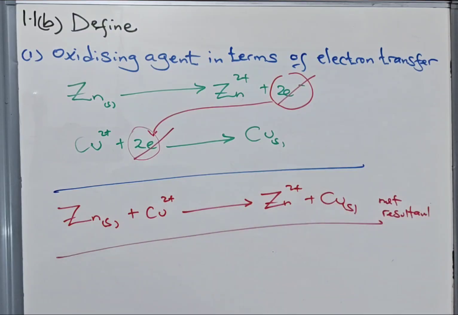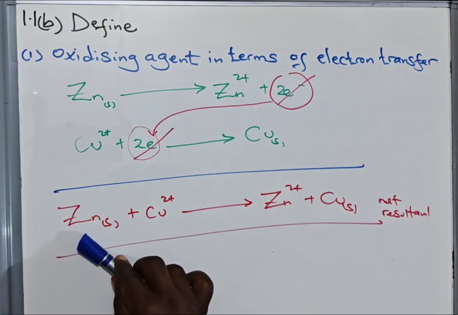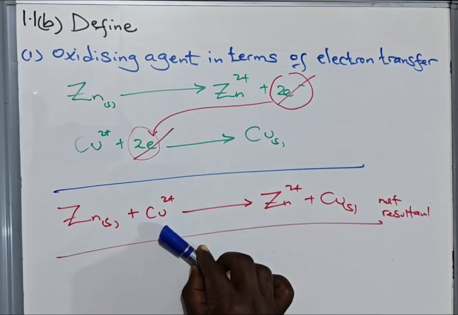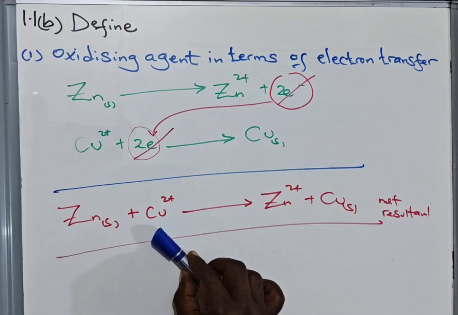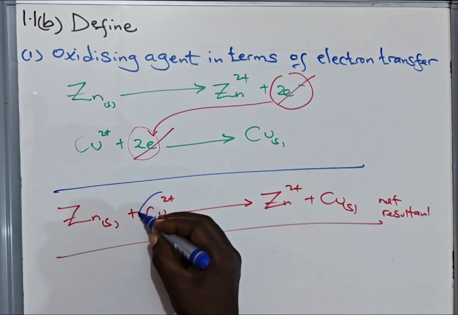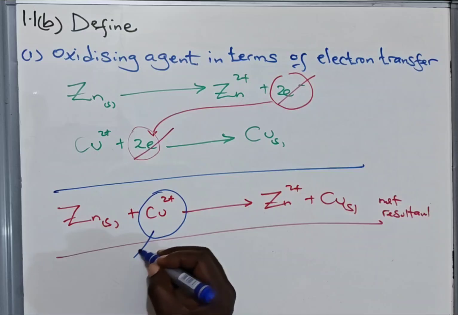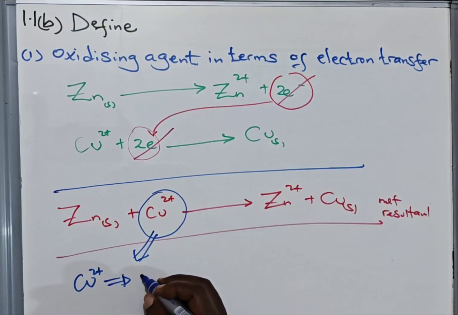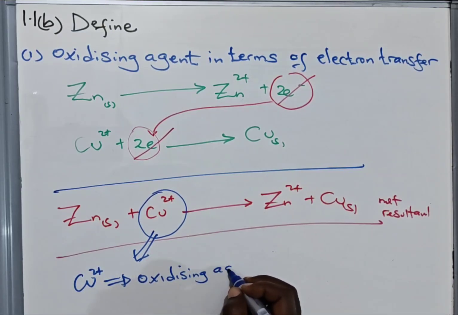Now, I want you to know that between these two, the zinc solid and copper 2 ions, one is an oxidizing agent. And an oxidizing agent is the one which gained electrons during the reaction. So which one gained the electron? It is Cu2+, or copper 2 ions, that is the oxidizing agent.